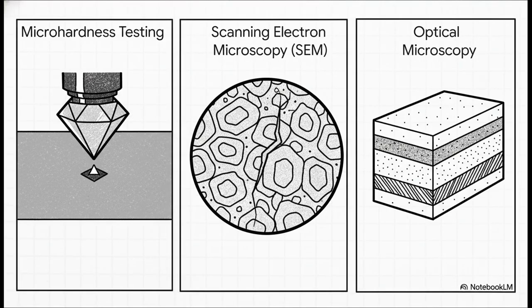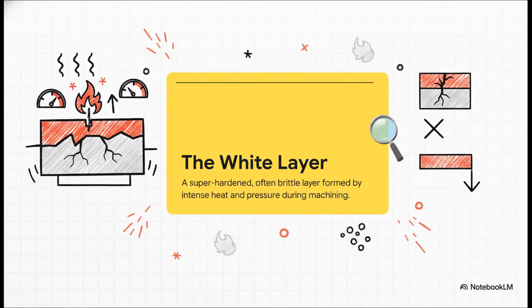So first up is micro-hardness testing. This uses a tiny diamond to press into the surface, telling you how resistant it is to scratching. Next is the scanning electron microscope, or SEM, which gives you these unbelievable high magnification images. You can see tiny cracks, changes in the grain structure, everything. And finally, there's optical microscopy, which is often used on a cross-section of the part to see what's really happening below the surface.